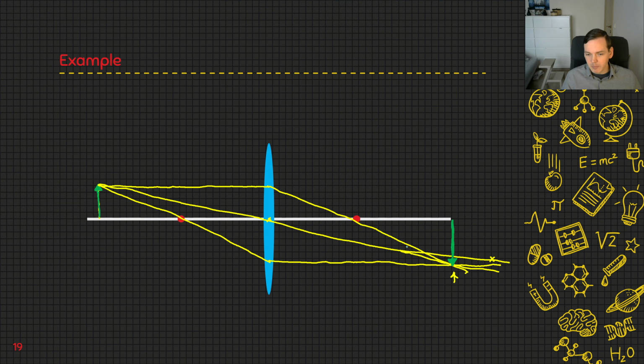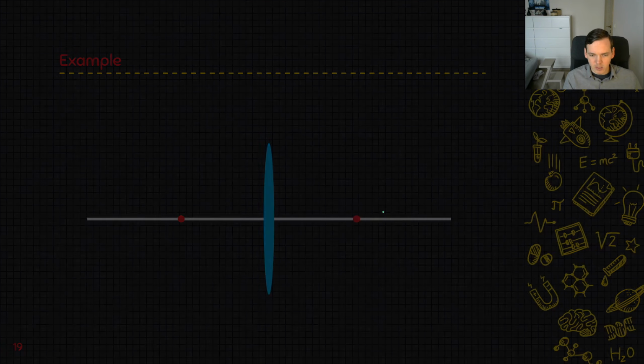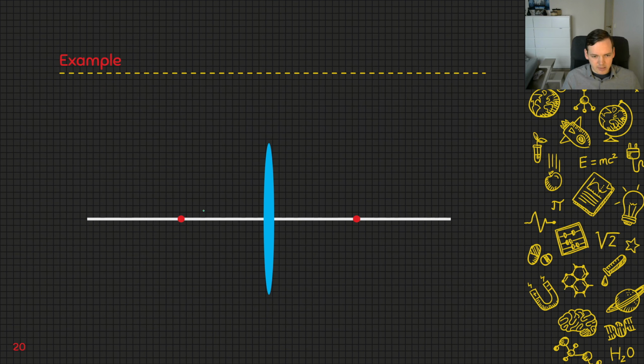This is a real image because the lines come back together. It is an image that is probably farther from the focal point. If we count up these boxes, it looks like it's farther. It is magnified, it is larger, and it's inverted. It's upside down on the other side. So that's one example. Let's do a second example.